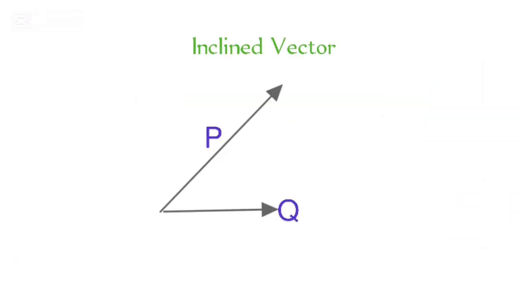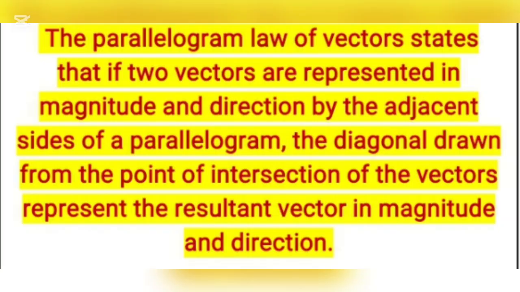Now we want to look at inclined vectors. When two vectors are inclined at an angle to each other, they could be added either by using the parallelogram method or the triangle method, depending on the nature of the question. Let's start with the parallelogram method. The parallelogram law of vectors states that if two vectors are represented in magnitude and direction by the adjacent sides of a parallelogram, the diagonal of the parallelogram drawn from the point of intersection of the vectors represents the resultant vector in magnitude and direction.